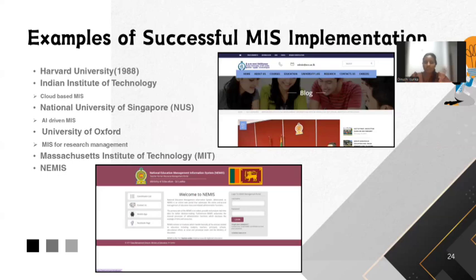And also the University of Oxford, MIT, all the government universities in Sri Lanka, and also the private universities in Sri Lanka have now implemented MIS in their universities to improve their service. And not only universities and schools, but government institutes such as the Ministry of Education have implemented the National Education Management Information System to improve their efficiency and service.